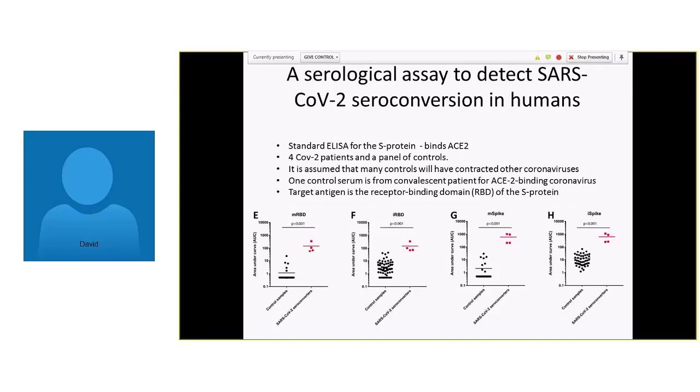Interestingly, one of their control serums is from a convalescent patient for another coronavirus, which binds onto the same receptor on the cells. Basically, they use two different types of antigen: either the whole spike protein, that's on panels G and H, or just the receptor binding domain of the spike protein 1b domain there.